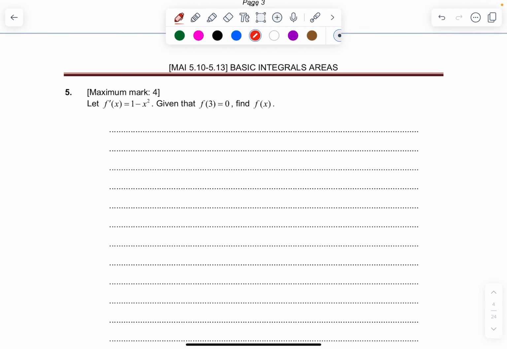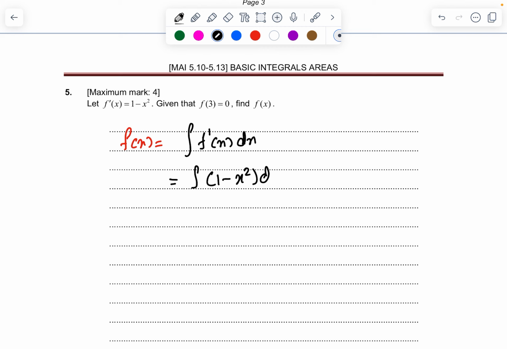Question number 5. f prime x is given, f of 3 equals 0, find f of x. So in order to find f of x, what am I going to do? Integral of f prime x, which is the integral of 1 minus x squared dx, which is x minus x cubed by 3 plus c, which is f of x.